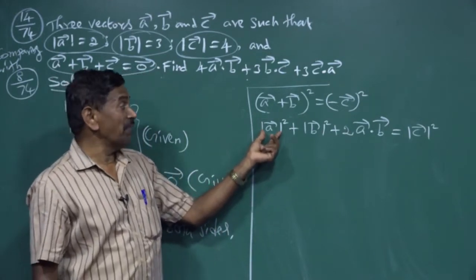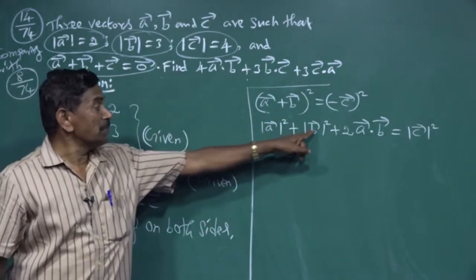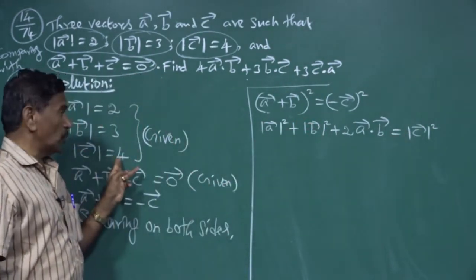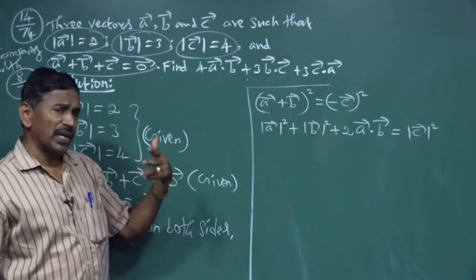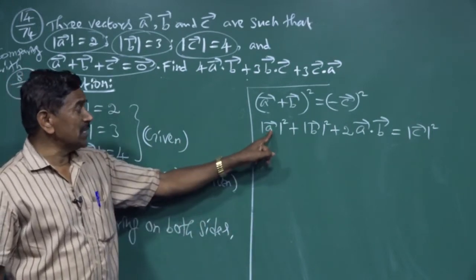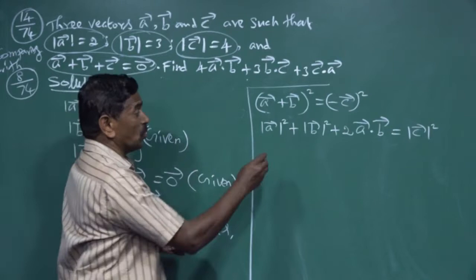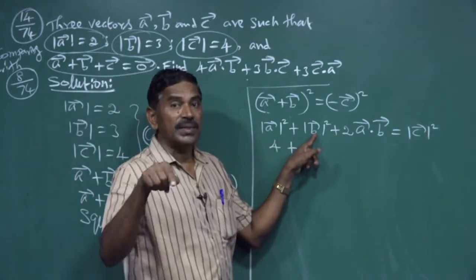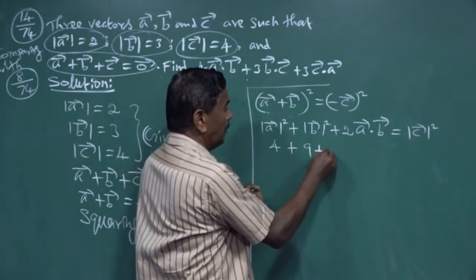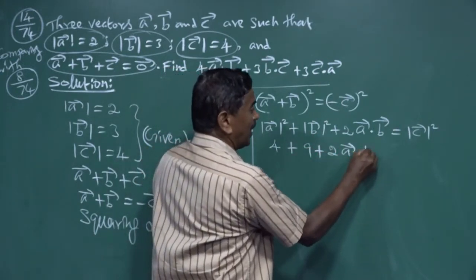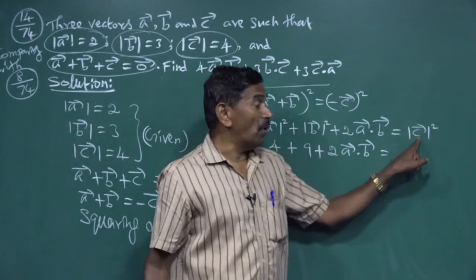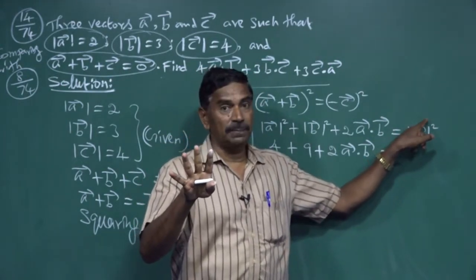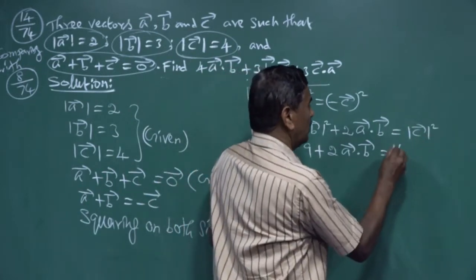Modulus A vector is equal to 2, modulus B vector is equal to 3, modulus C vector is equal to 4. So we want to substitute. One can write directly also. Modulus A vector 2, so 2 square equal to 4, plus modulus B vector is 3, 3 the whole square equal to 9, plus 2 A vector dot B vector is equal to modulus C vector equal to 4, so 4 the whole square equal to 16.